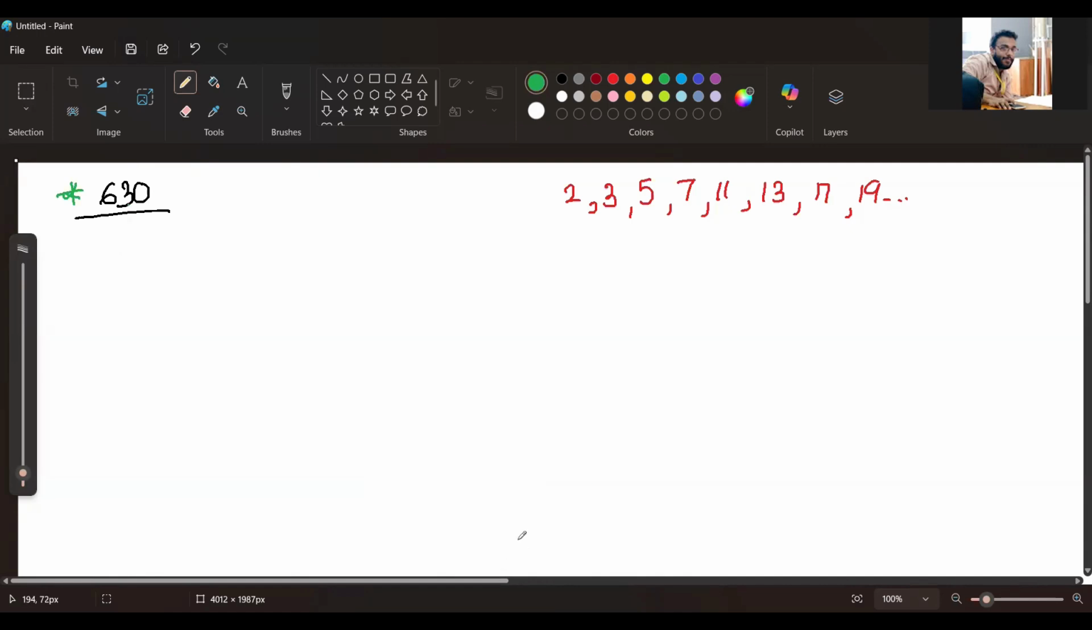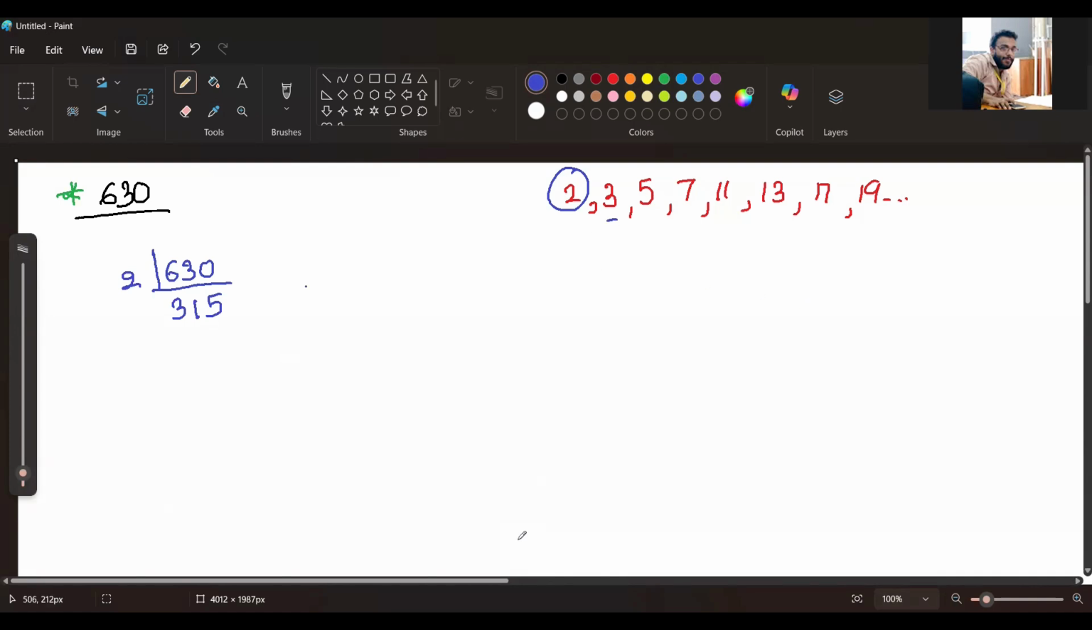So you have to divide this value. What is the best factor? 2. If you can divide by 2, you have to divide it. 630 divided by 2 is 315. Now 315, can you divide by 2? Can't. So you have to go for the next one.